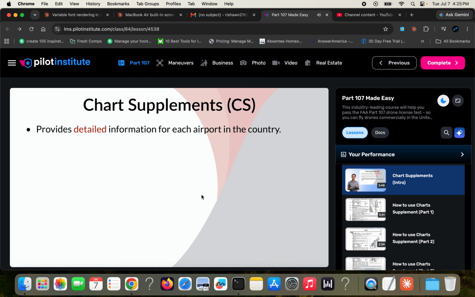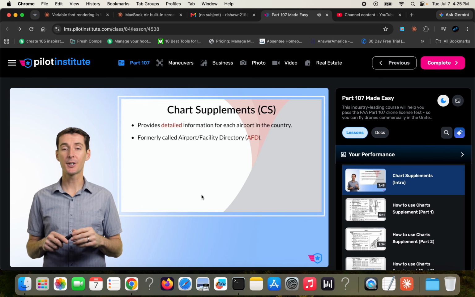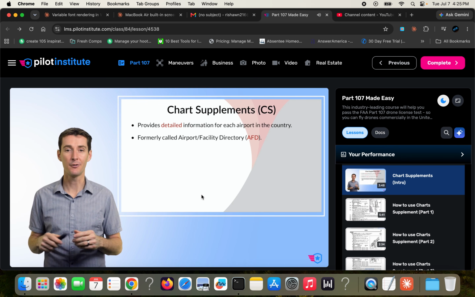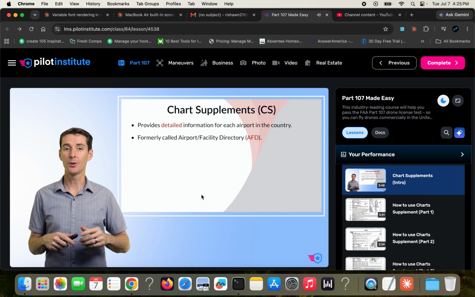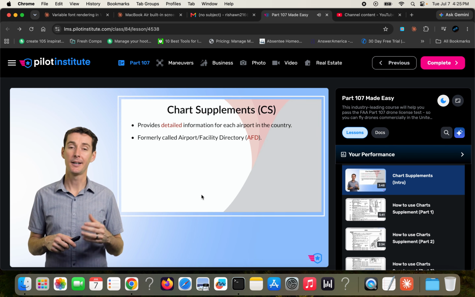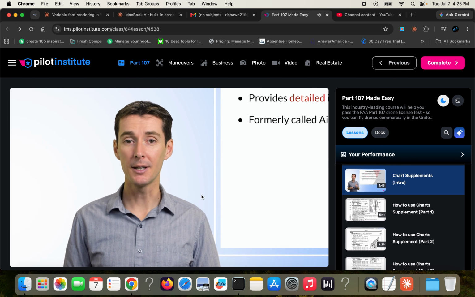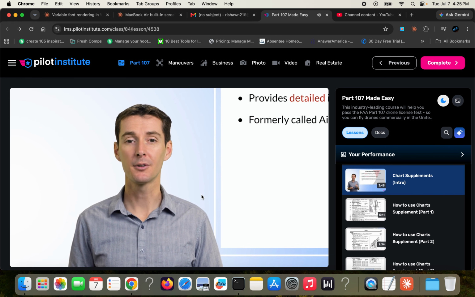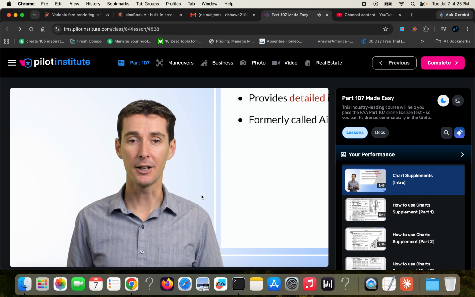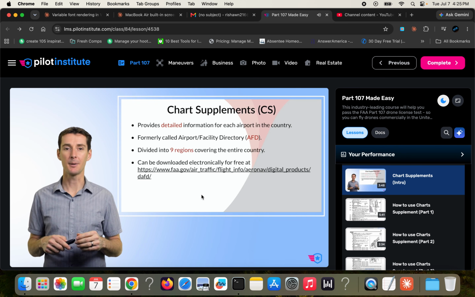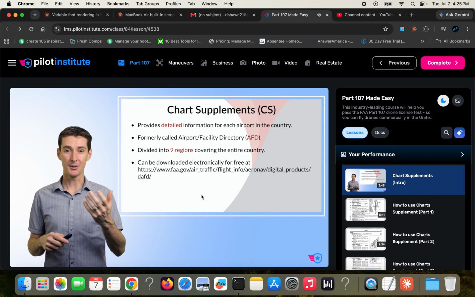In terms of the chart supplement, what it does is it's going to provide you with detailed information for each of the airports that are found in the country. Now, the interesting part about this is it used to be called an AFD. It's been called AFD for, I don't know, maybe ever since this product was created. It was called an AFD, Airport Facility Directory. The FAA decided to rename this product to Chart Supplement a few years ago. So from time to time, you're going to hear me say AFD because that's what I've said my whole life. It's Chart Supplement. It's the same thing.